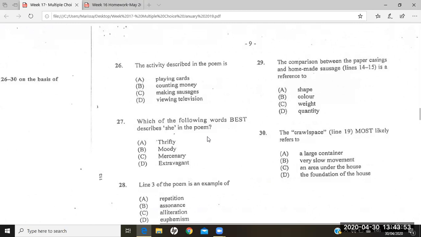27, Shane, give me this answer. It says, which of the following words best describes she in the poem? So if you had to describe this girl, what would you describe her as? So Shane says A, thrifty. Yes, she is thrifty, because if someone is thrifty, it means that they're really good at money. They watch the way they spend their money. Very good.